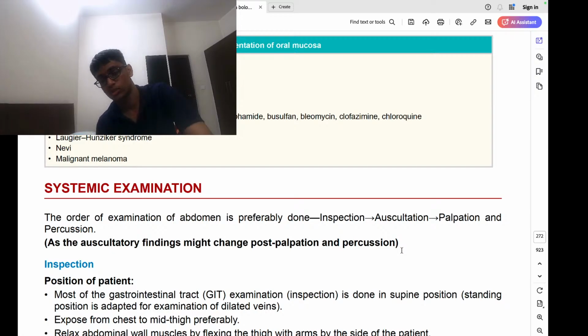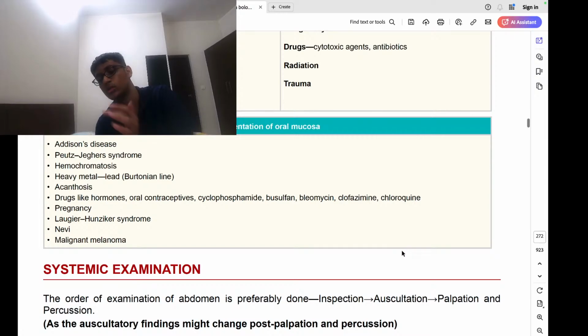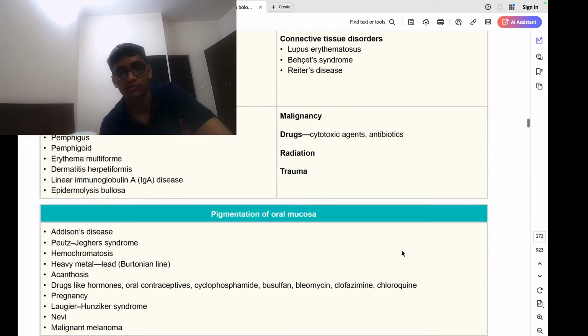So Peutz-Jeghers syndrome is an autosomal dominant genetic disorder characterized by development of benign hamartomatous polyps in the gastrointestinal tract and hyperpigmented macules on the lips and oral mucosa. Peutz-Jeghers causes development of benign hamartomatous polyps in the GI tract.